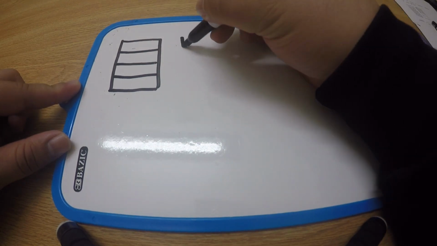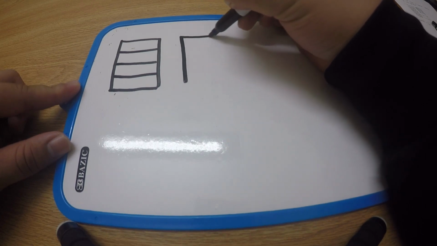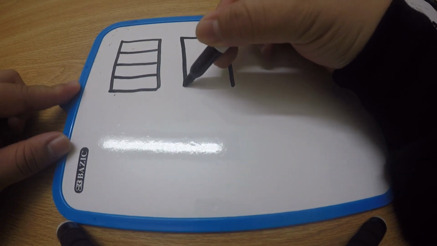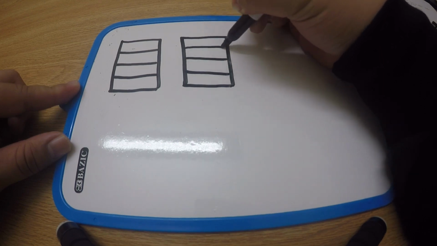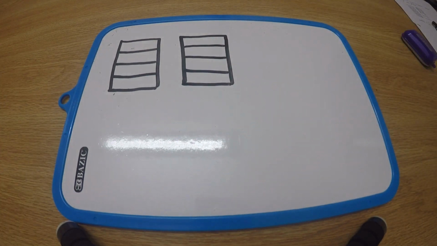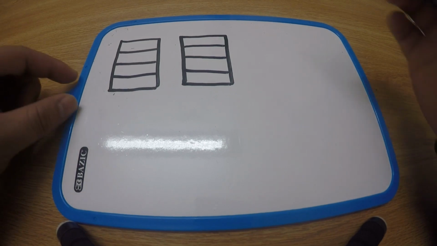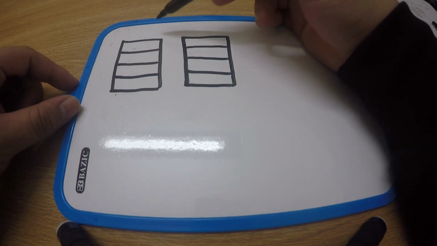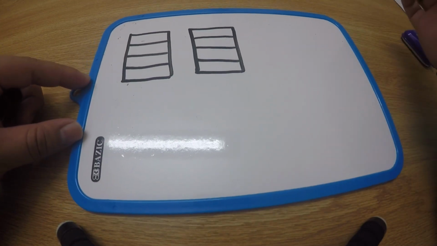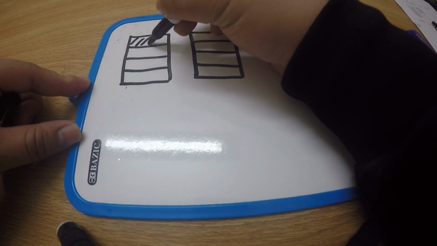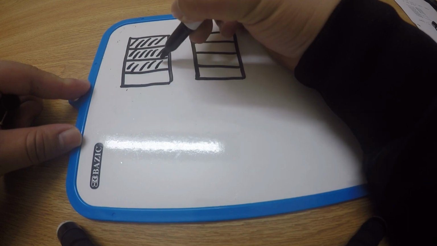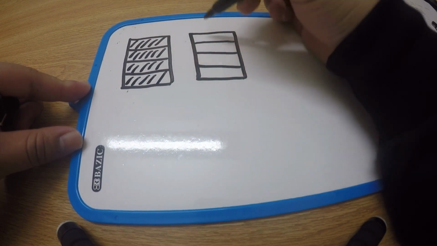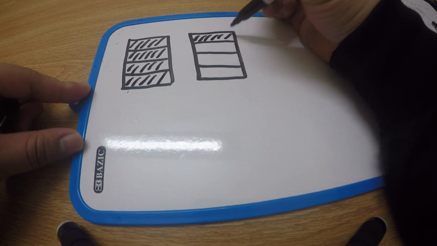Okay, there you go. So as you can see over here, you have two diagrams right here. So for example, let's do 5. 1 2 3 4 5.